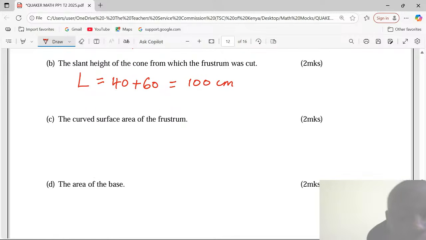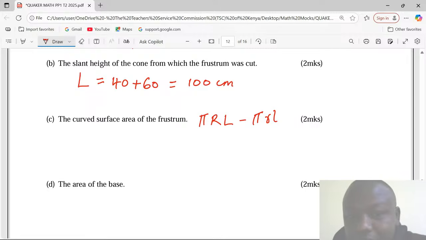Now for the frustum, the curved surface shall be the original cone pi RL minus the smaller cone pi RL. Remember, the curved surface of a conical part is usually given by pi RL, whereby R is the radius and L is the slanting length. Therefore, being a frustum, we need original cone pi RL capitals minus the smaller cone that was cut off pi RL.